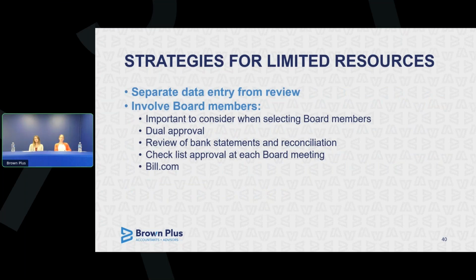So what are some strategies for if you have limited resources or you have some turnover and you're just trying to get through with the limited resource in the moment? If you can really try to separate some of that data entry from review, you at least get two sets of eyes on something that can help. So if one person's maybe putting it in the GL and then somebody else is at least doing the bank reconciliation or reviewing that bank reconciliation, maybe they'll be able to at least see, hey, this vendor looks a little funny.